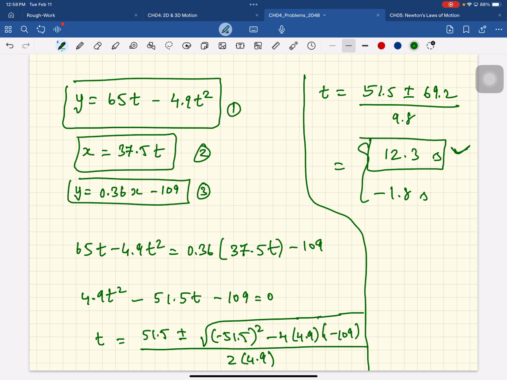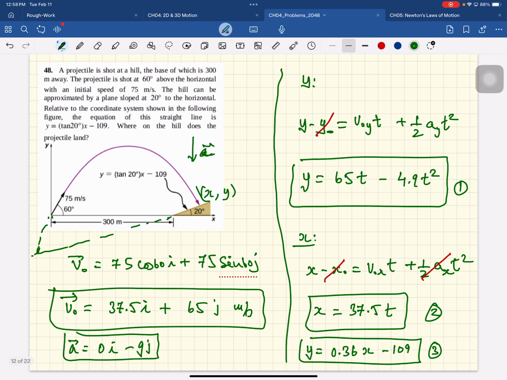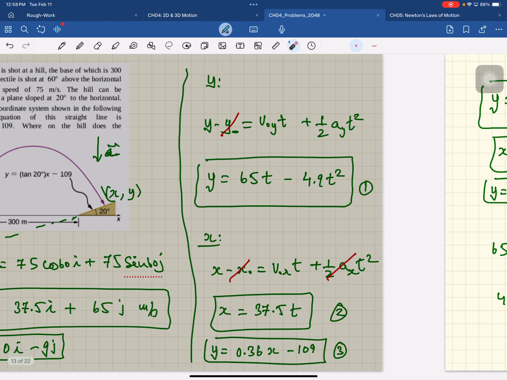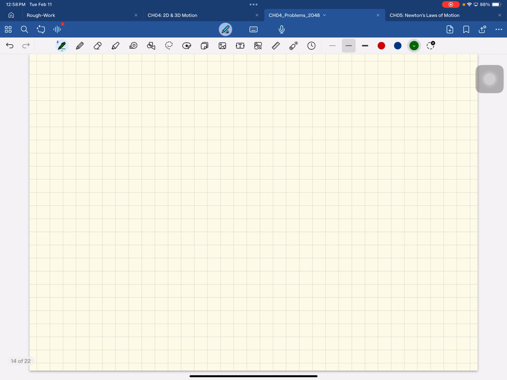Are we done? We still need to solve for x and y. That's right. What we really want is the final x and y position. Now we'll put that t in these equations and solve for x and y. So x is 37.5 t. t was 12.3 seconds.